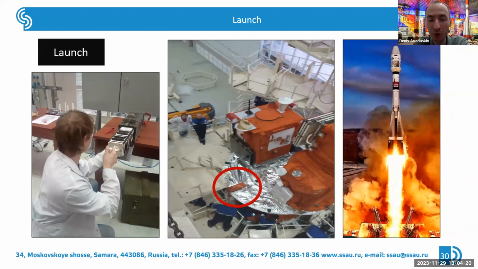And the next step is launch. When we made all the calculations, created the satellite, produced all the onboard subsystems, assembled it, and then made all the tests, the next step is launch. So we teach our students how the satellite can be launched into the orbit.